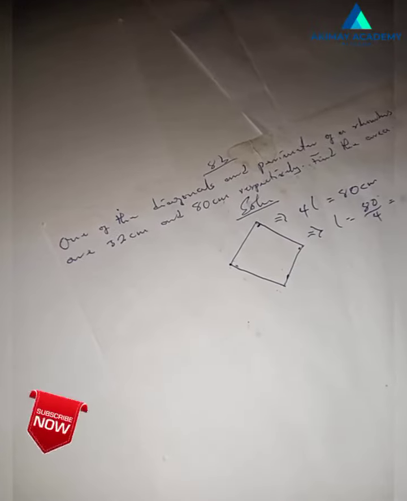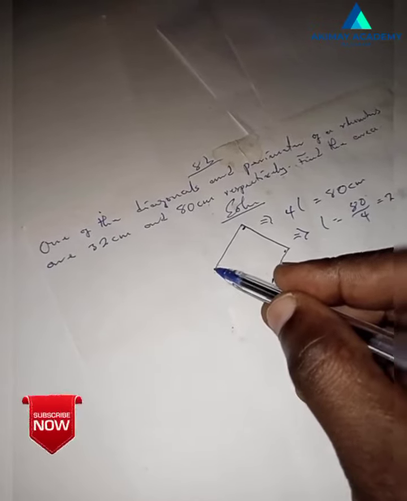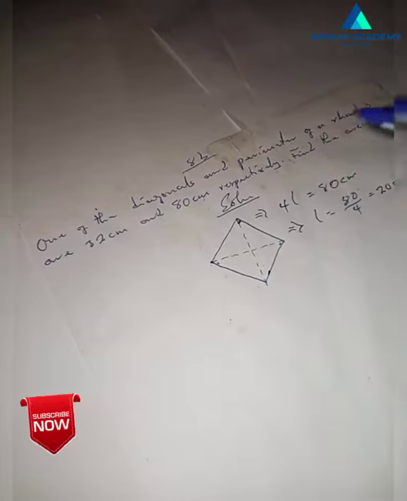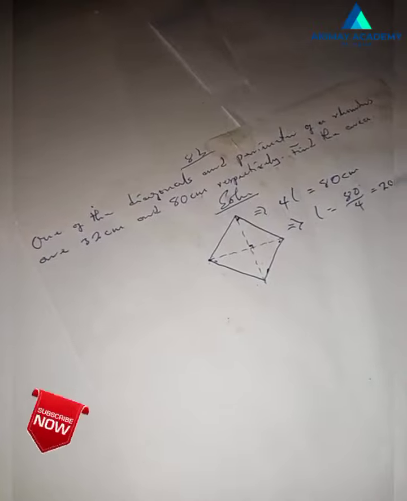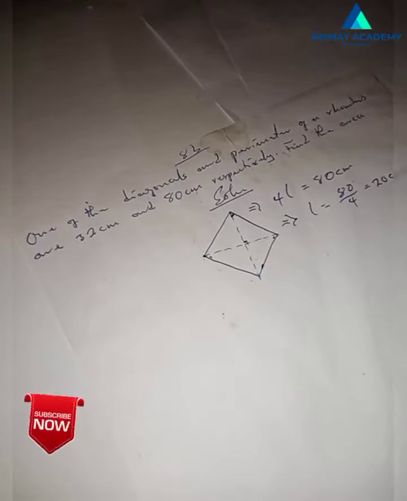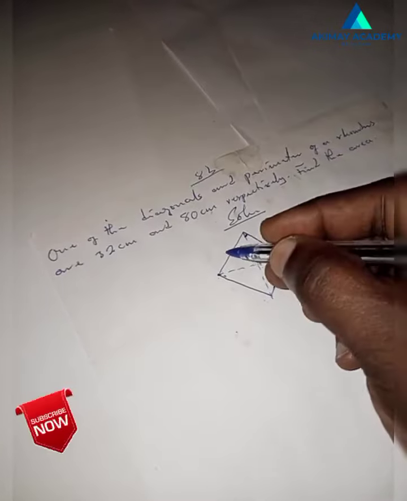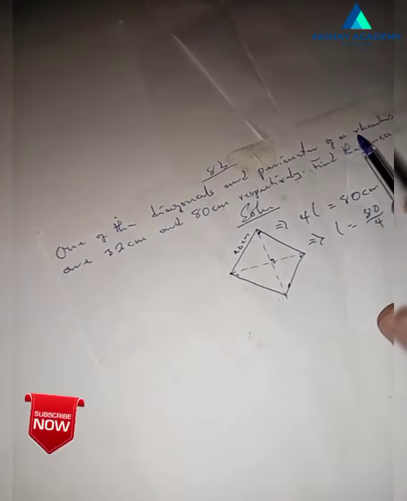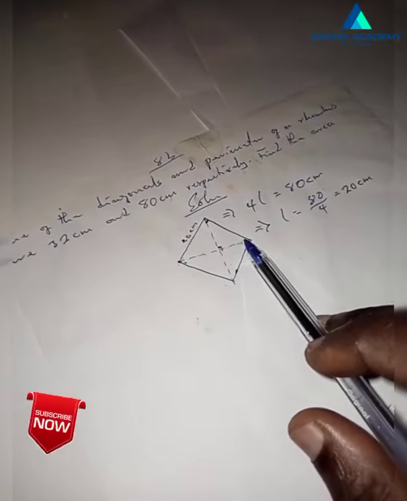Now, one thing about a rhombus is that its diagonals bisect each other. You have this diagonal going this way and this one coming this way. They bisect each other at 90 degrees. So the diagonals of a rhombus bisect each other at 90 degrees. So we have here 90, and here is 20 centimeters. And they are saying that the diagonal of the rhombus is 32 centimeters. So one diagonal has been given, which is 32 centimeters.